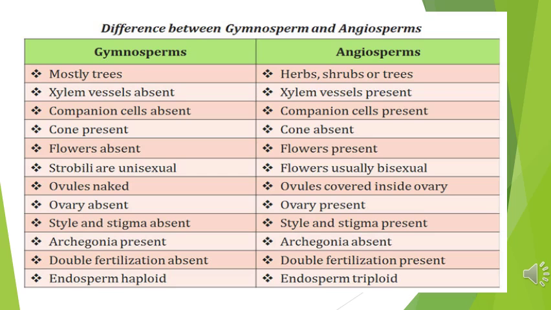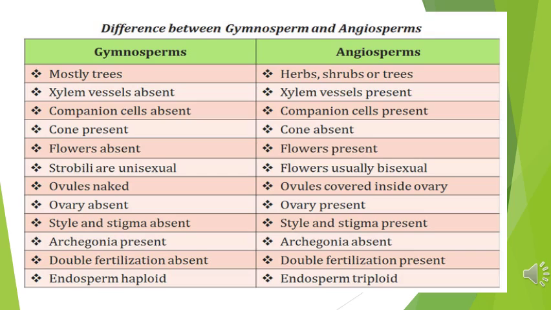Now, at the end of this chapter, let's study the difference between gymnosperms and angiosperms. As we have studied, gymnosperms are mostly trees, whereas angiosperms have a wide variety, starting from herb up to the trees. It has herb, shrub and trees. Gymnosperm has vascular bundles, but they lack xylem vessels and companion cells of phloem, whereas in angiosperm, xylem vessels and companion cells are present.